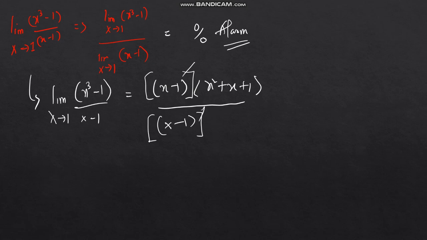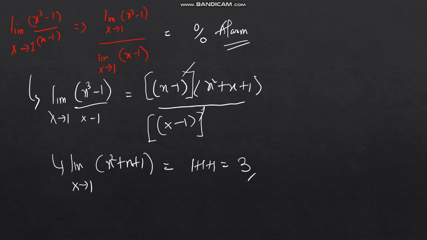If we take out the common factor, this will give us the limit as s approaches 1 of s squared plus s plus 1, which is 1 plus 1 plus 1. So this limit will be equal to 3. But if you are not careful, you will land at 0 over 0 and think, oh, this question is wrong. But this is actually telling you that the two functions share a common factor.